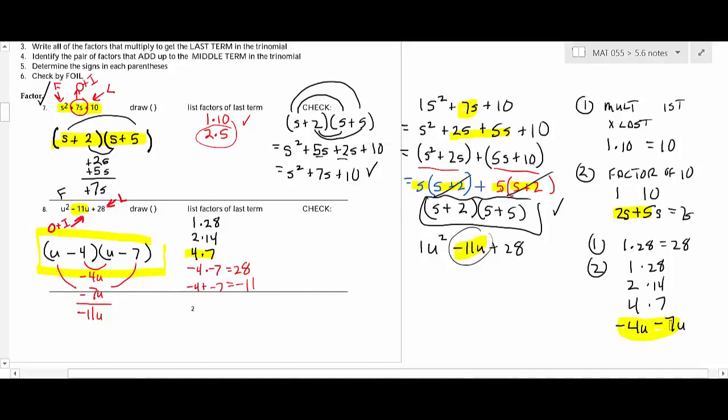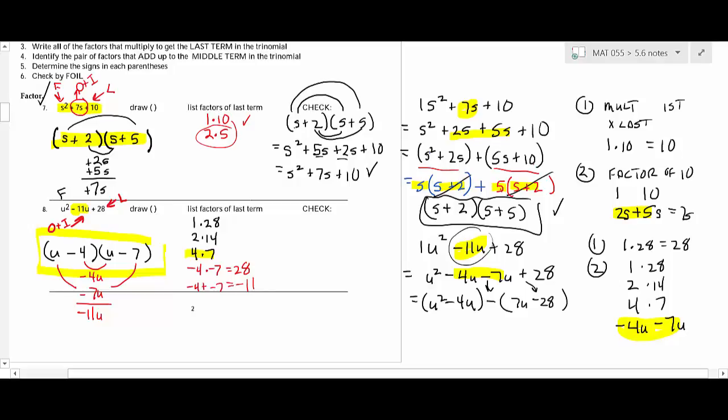So what I do is I create a factor by grouping problem. And if you don't follow this, it's because you don't have your factor by grouping down yet, but you need to get that down soon. Okay, so that's u squared. I'm going to replace the negative 11u with negative 4u minus 7u plus 28. Okay, that's the one that you want to use. All right, now it's factor by grouping. So here's how it goes. You would put a parenthesis around the first two, bring down the minus, then you'd put a parenthesis around the last two. You'd have to adjust that sign so it works correctly.